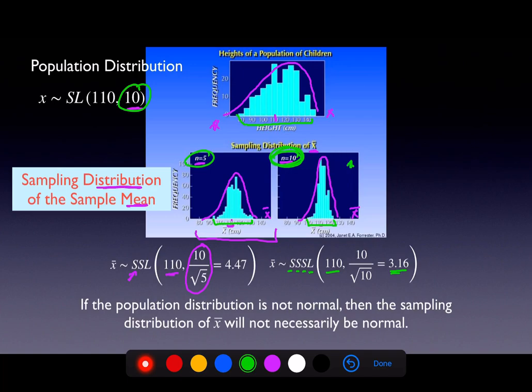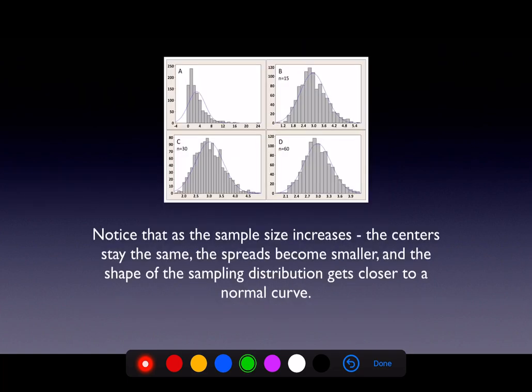The way to get the sampling distribution to be normal is if this sample size is 30 or higher. That's when I could change out all these funky notations and just put the N. But again, I can't. Let me erase that. I can't do that yet because my sample size is not 30. All right, so again, notice that as sample size increases, the centers stay the same and the spreads become smaller, right? And then on top of that, the shape will get closer and closer to that of a normal curve.